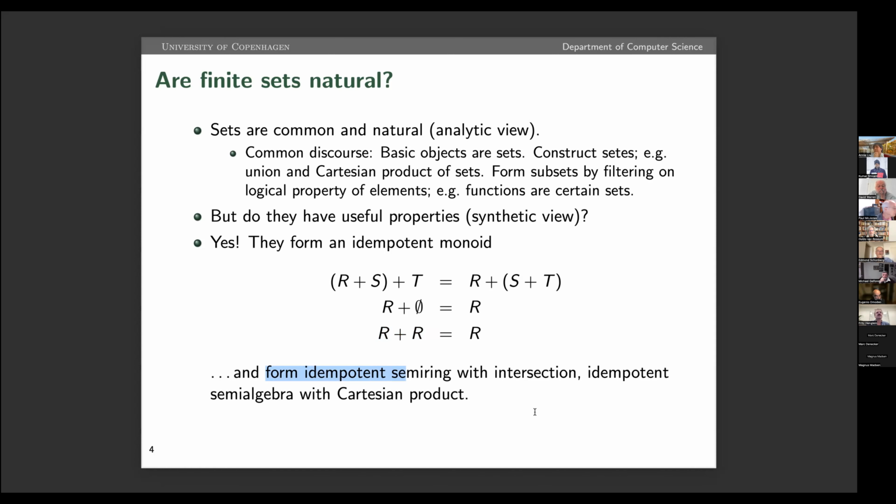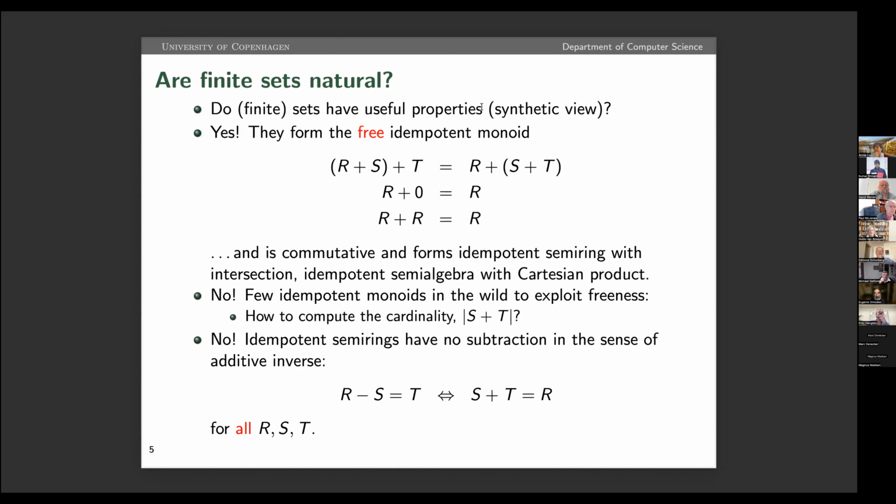So what's wrong with that? Well, they have nice properties, as we saw. It's the free idempotent monoid, which means you're given a set, and you want the smallest universe of values. For every element, the singleton set generates all the finite sets, and they're commutative. But there are few idempotent monoids in the wild to exploit freeness.